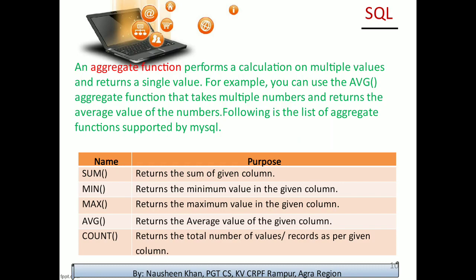Now we will study aggregate functions. An aggregate function performs a calculation on multiple values and returns a single value. For example, you can use the AVG aggregate function that takes multiple numbers and returns the average value of the numbers. Following is a list of aggregate functions supported by MySQL.